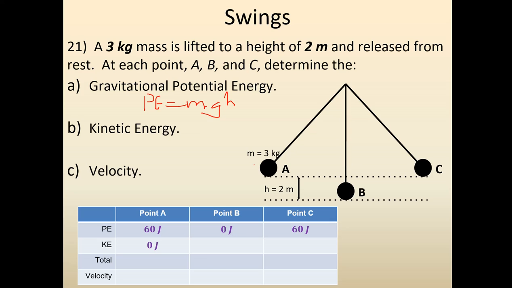So that's zero kinetic. Now, as it goes down to the bottom, it's losing its potential. It had 60 joules of potential, but then it went to zero. So where did all that excess energy go?